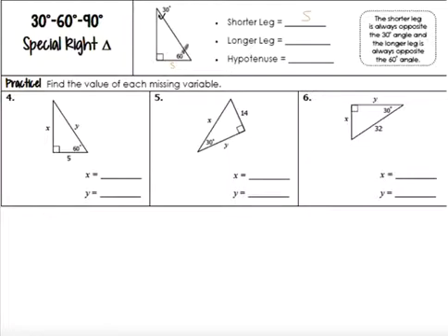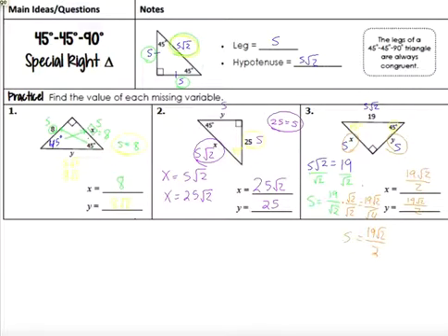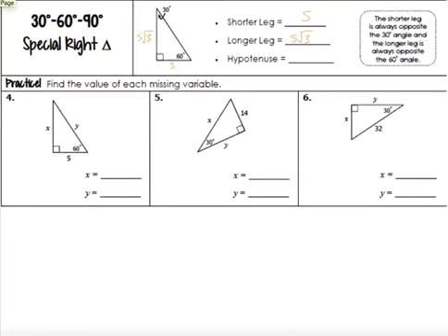The longer leg, the leg across from the 60-degree angle, is S times the square root of 3. And then remember how the hypotenuse for the 45, 45, 90 was S radical 2? Well, it still involves a 2, just not a square root of 2. For a 30, 60, 90, it's just 2 times S, 2S. So we have S for the shorter leg, S root 3 for our longer leg, and 2S for our hypotenuse.